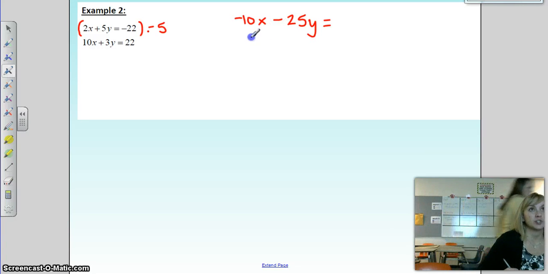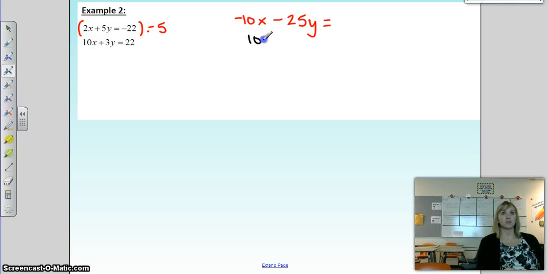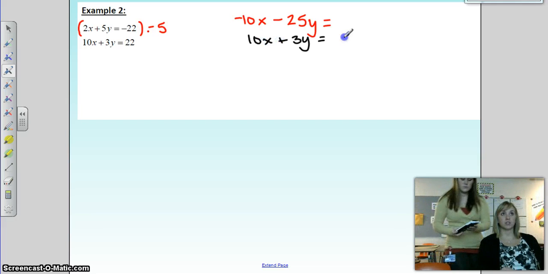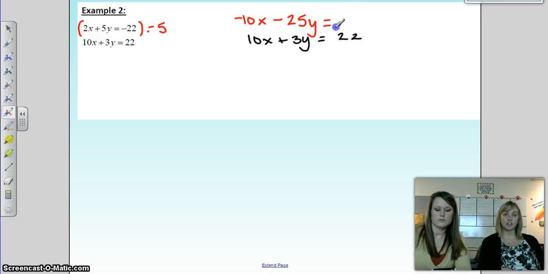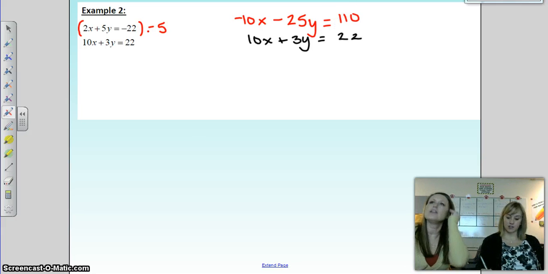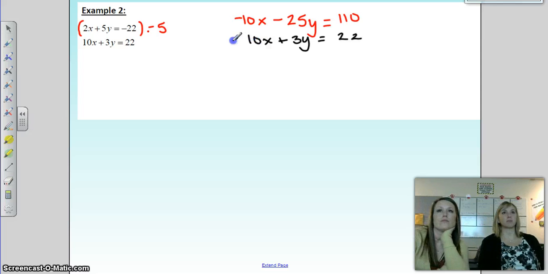Okay. Then you just rewrite the second equation below it. So 10x plus 3y equals 22. Hopefully you guys are yelling at us saying, here's the answer. Negative, or 110, positive 110. Well, duh. Why didn't I know that? Okay. Well, we're put on the spot, the pressure.